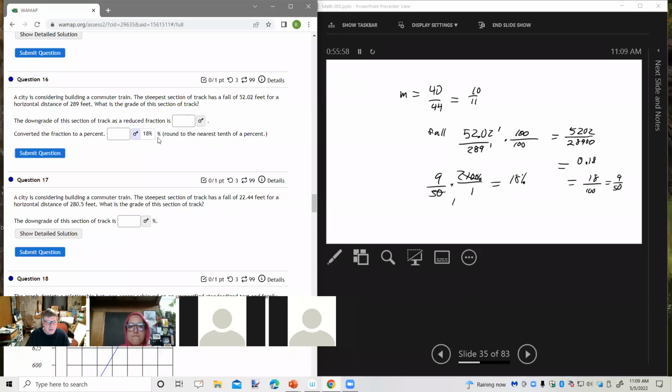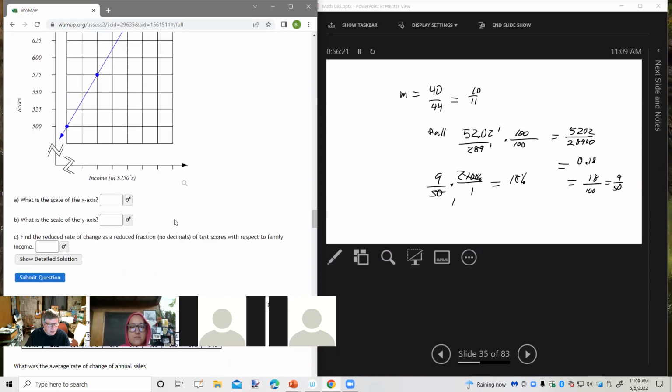Now, why don't I say negative 18%? Because right here, it takes care of that when it says it's a downgrade, okay? So you wouldn't put negative 18% there or negative 9/50ths because it's in the description as a downgrade. All right.